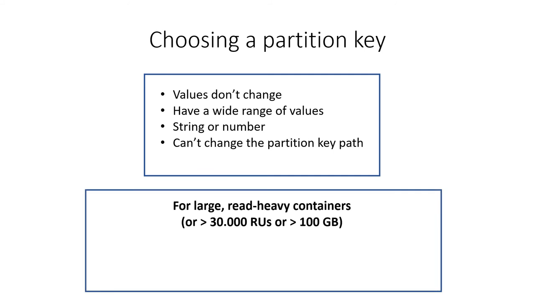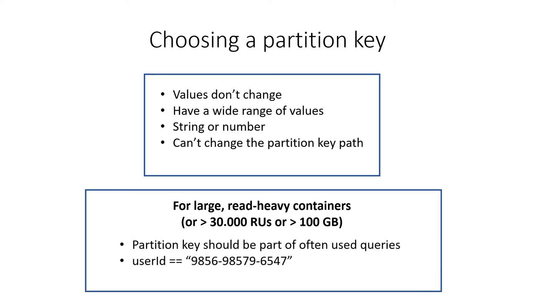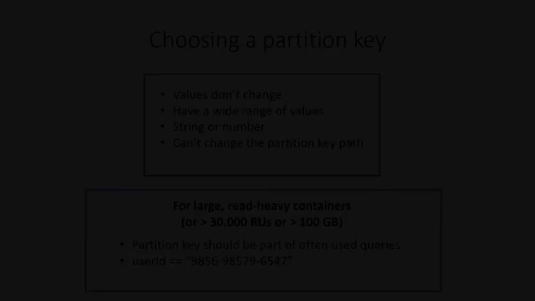If your container is large and read-heavy, and with large I mean that it has 30,000 or more RUs assigned to it, or it is larger than 100 gigabytes, if that's the case, then the partition key should be something that your queries filter on a lot. So if your queries filter on user ID a lot, that might be a great partition key. When you choose the right partition key for your Azure Cosmos DB container, you optimize performance. Try it out.